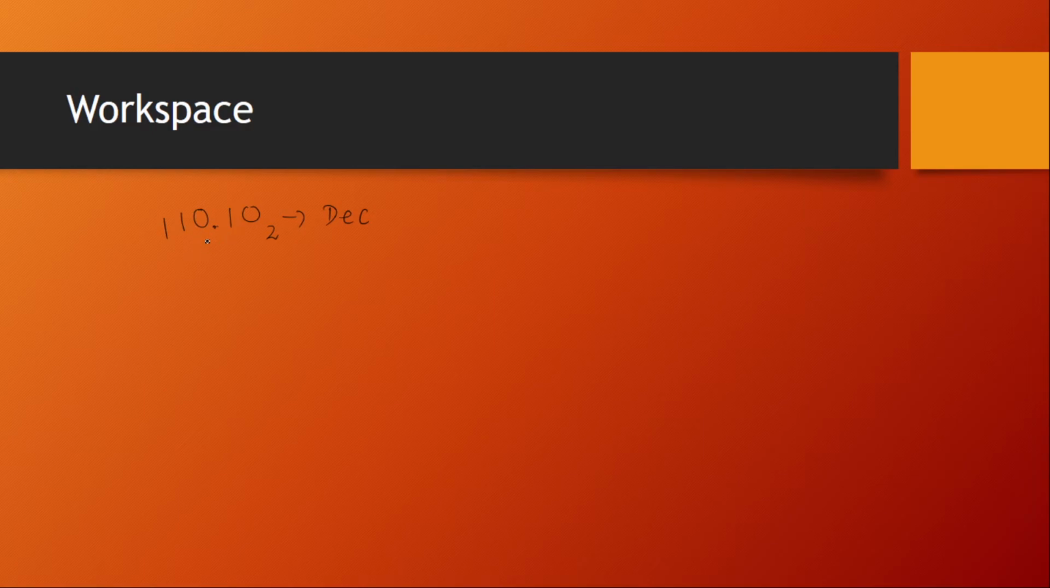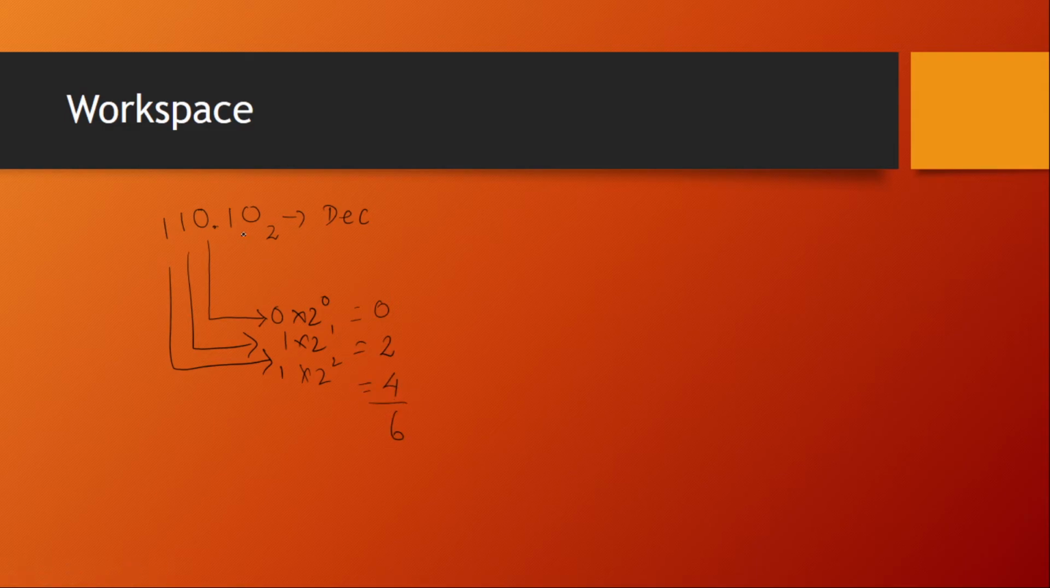So let me take this portion first. I'm going to deal with the integer part. I take 0 into 2 power 0, that is the first value. Then I take 1 into 2 power 1. Then finally the third one into 2 power 2. So this gives me 0, this gives me 2, and this gives me 4. So on the whole we have 6.